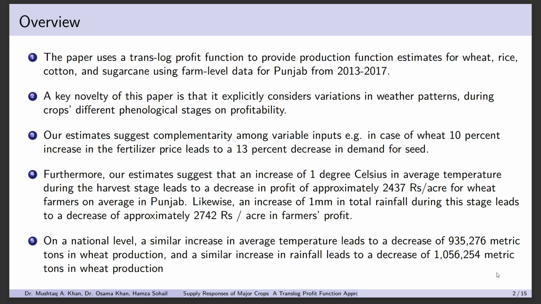Just to summarize the results from the study, our study suggests a complementary relationship between variable inputs. So basically, we have three inputs in our study: seed, water, and fertilizer. Just to give you an example, in case of wheat, a 10% increase in the price of wheat leads to approximately a 13% decrease in the quantity of seed demanded.